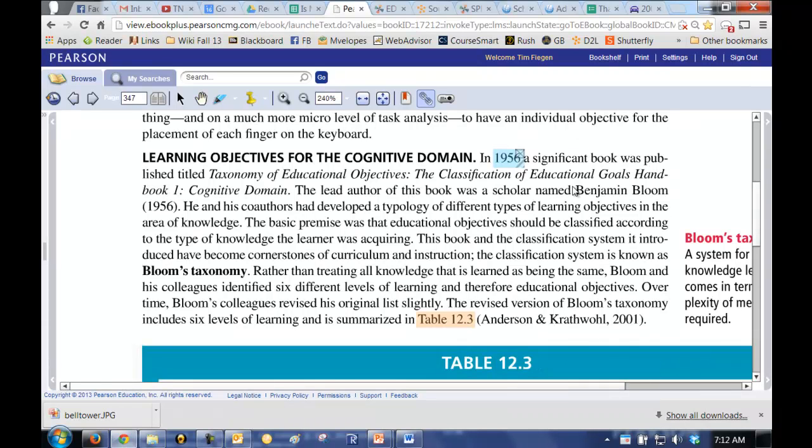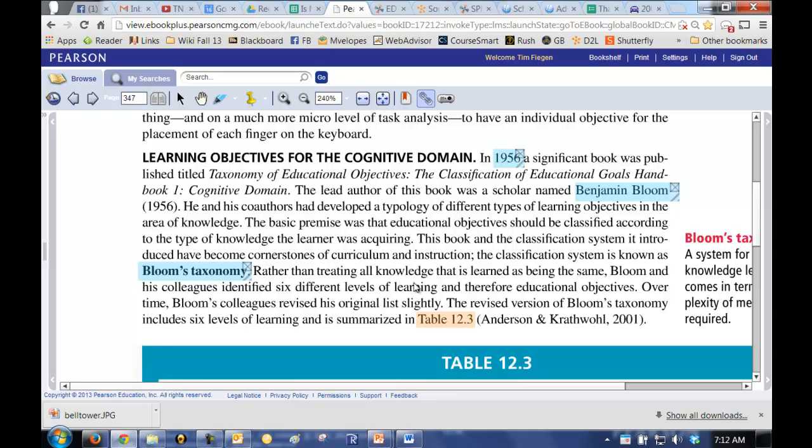But this is when this came up. The taxonomy of educational objectives. The classification of educational goals, the handbook. Cognitive domain. And the person behind this was Ben Bloom, and hence Bloom's taxonomy. And if you haven't heard of this, it means you're just starting your educational program, because it's a big part of anything to do with teaching.